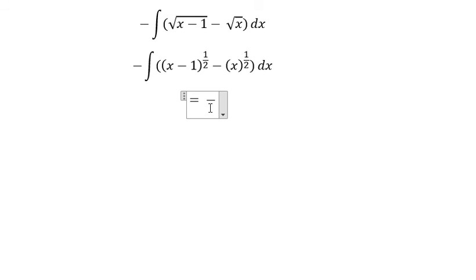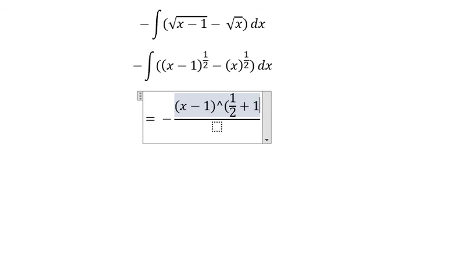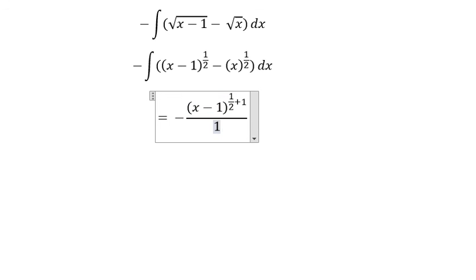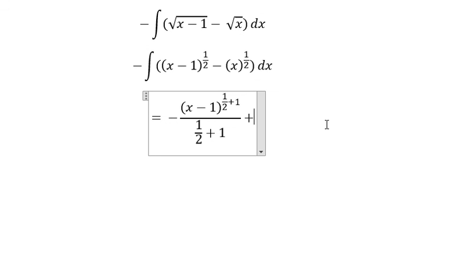We have the negative we put in here. And we have x minus 1 to the power of 1 over 2 plus 1. Denominator we have 1 over 2 plus 1. Because we have the negative and we have another negative, so you got positive.